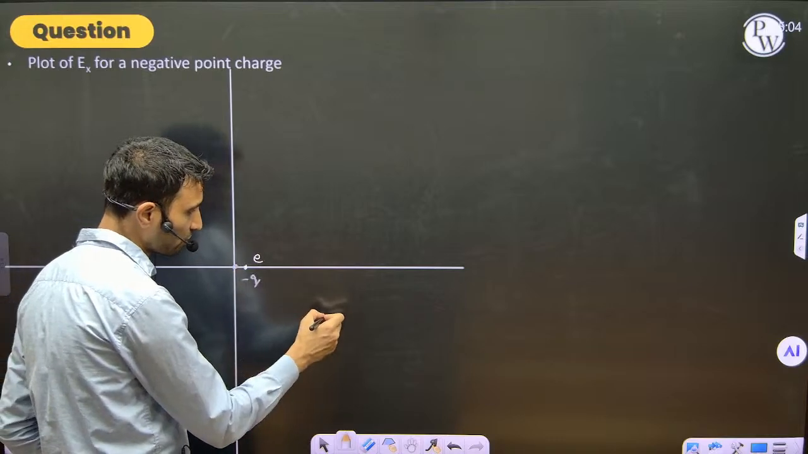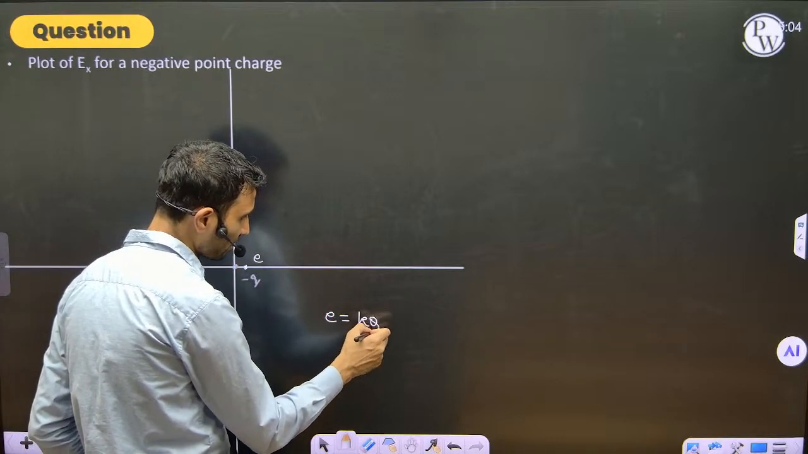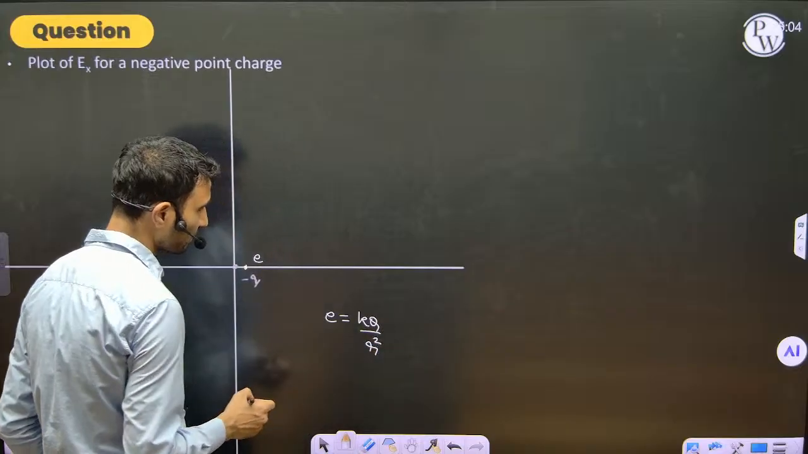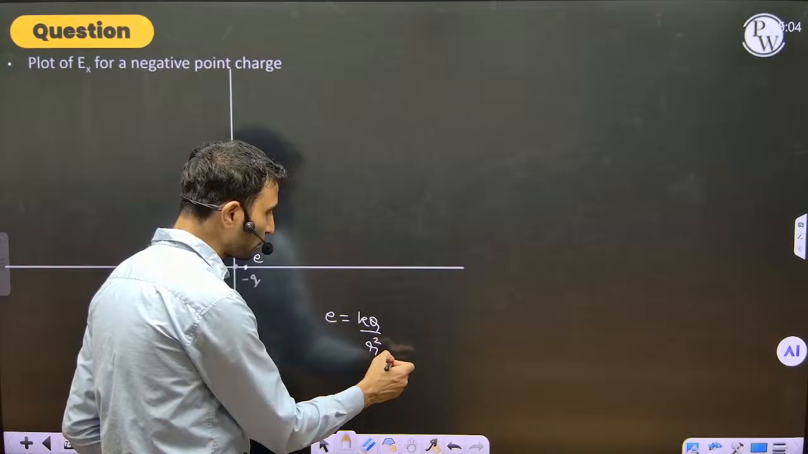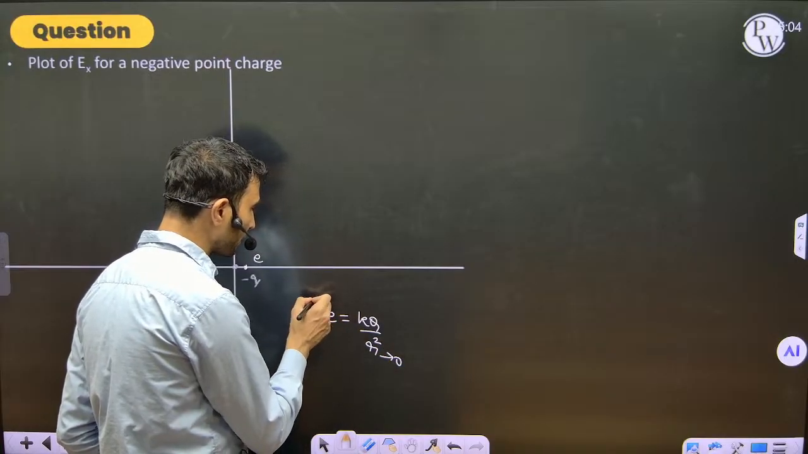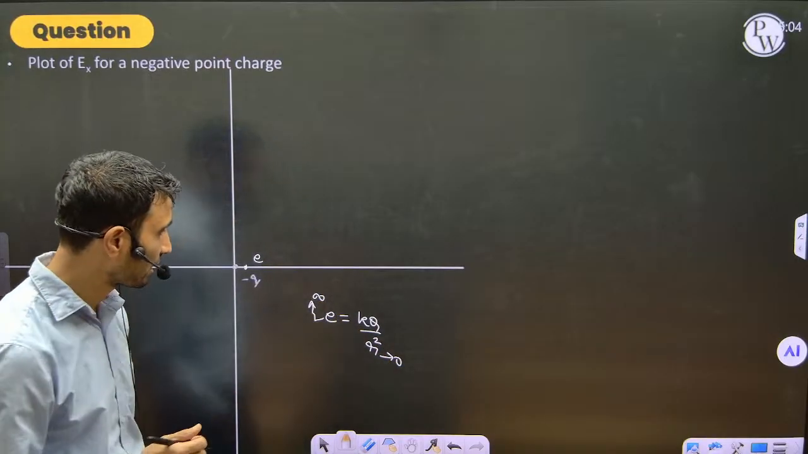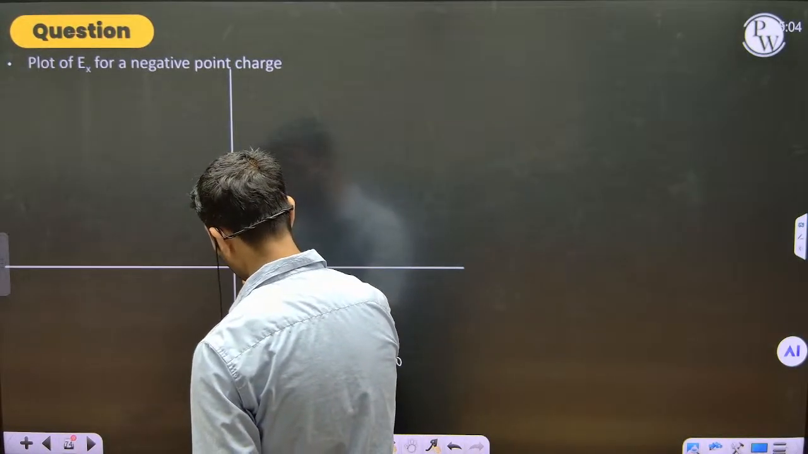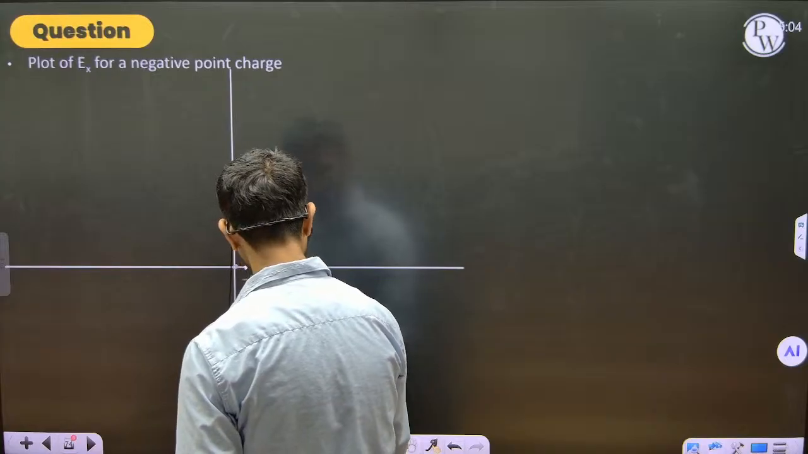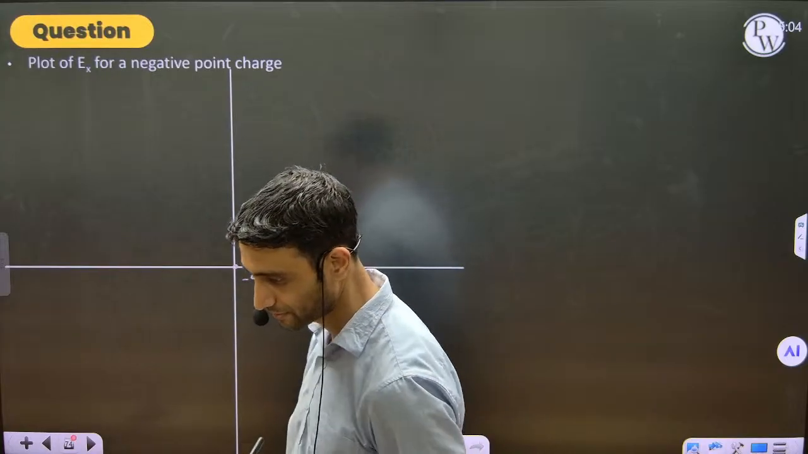You see E is equal to what? KQ by R square, right? And since R is tending to 0, E is tending to infinity, right? So electric field magnitude is going to infinity as we are very close. This point is very close, so R is tending to 0, so electric field is tending to infinity. Got it?